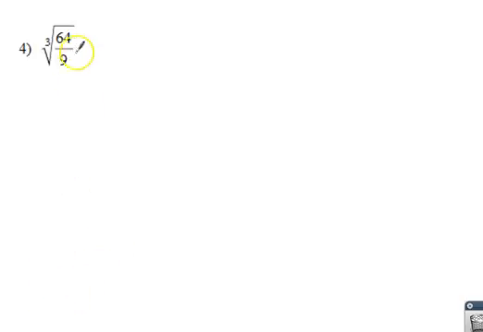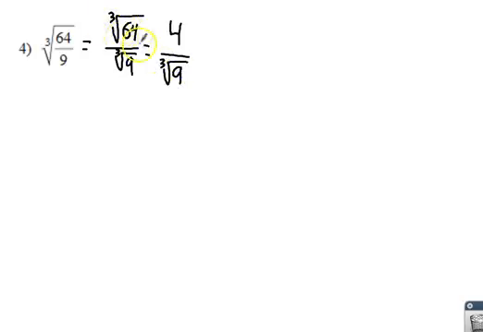So the first thing I'm going to do is, using my exponent properties, I'm going to split these up into two different things. I'm allowed to do that. So when I do, that's going to give me a 4 up top and a cube root of 9 on the bottom. Because the cube root of 64, what to the third power gets to be 64? That's 4. That's one of the ones you have to know.